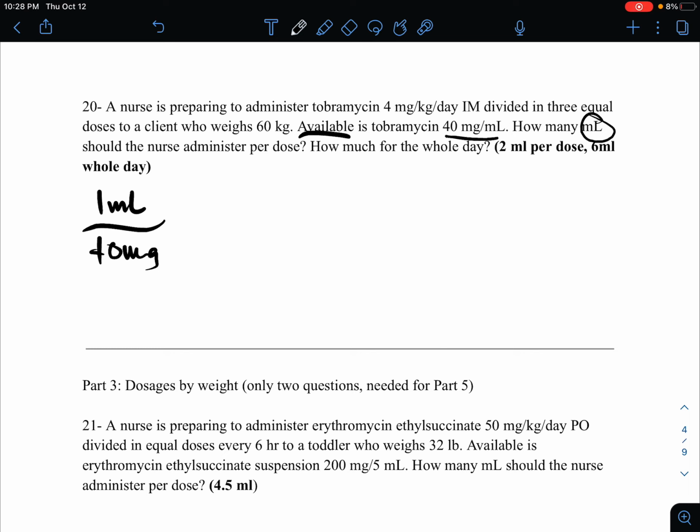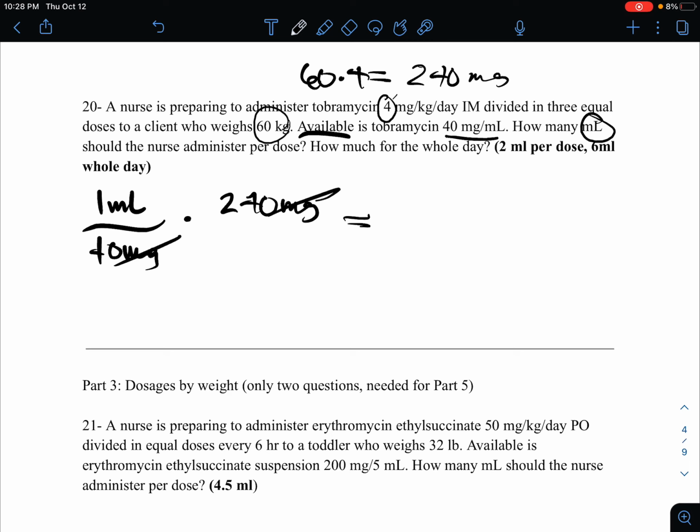So the next thing we have to do is figure out how much we're supposed to give them. So 60 times 4, right? So 60 times 4 equals 240. So that is how much you're supposed to give them a day, 240 milligrams. So times 240 milligrams in the day. So we'll go ahead and cross out our little things right here. So it'd be 240 divided by 40 equals 6, right?